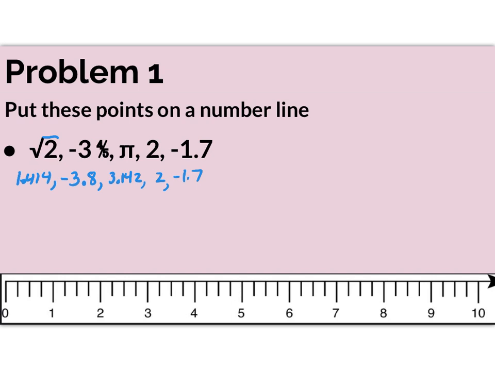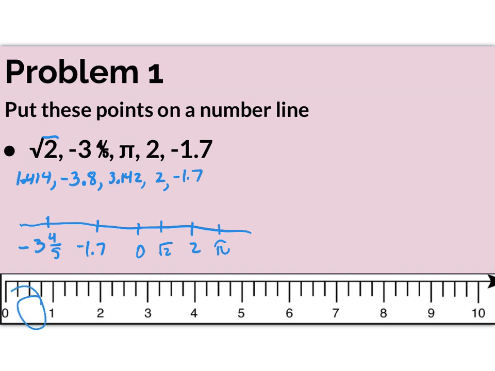So our smallest number is negative 3 4/5. Then we have negative 1.7. If we make a number line, we just put our numbers on it. Always put a 0 for reference. And we have the square root of 2, and we have 2, and then we have pi. And that's how we put our numbers on a number line. I'm sorry that this number line down here didn't have any negatives. I probably should have chosen a better one.